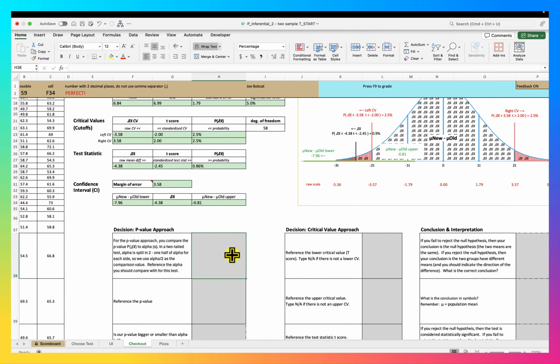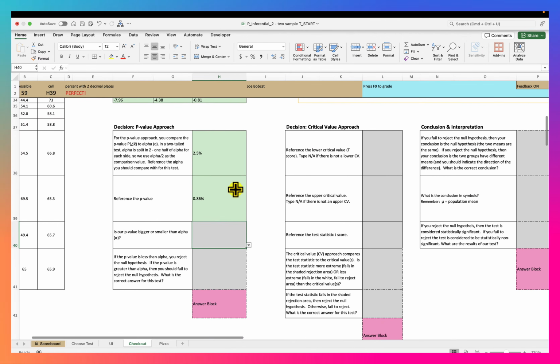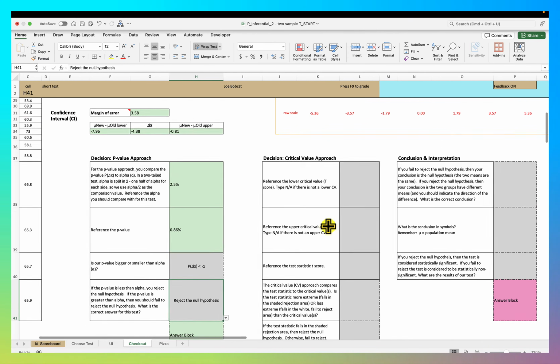All right. Our alpha that we're using is the 2.5. The p-value that we calculated is 0.86%, which is less than alpha, and that's going to mean we reject.